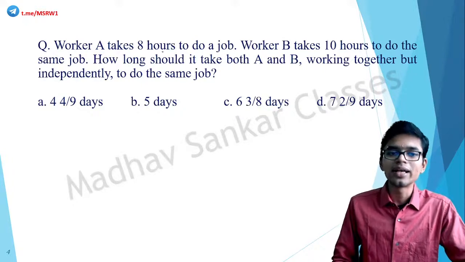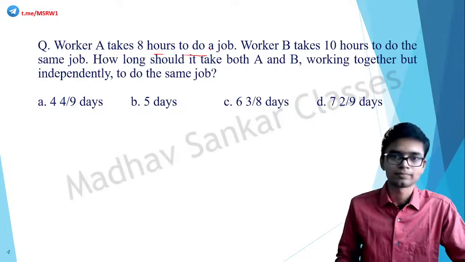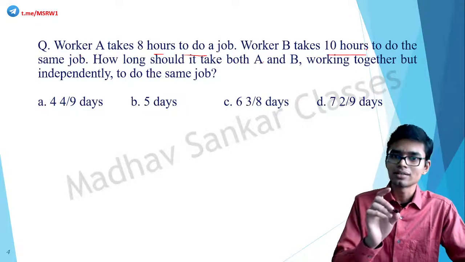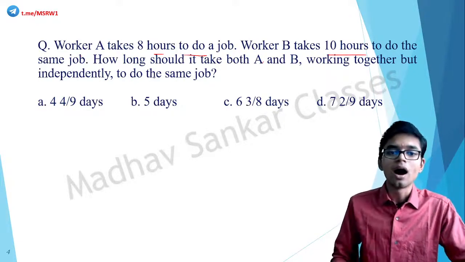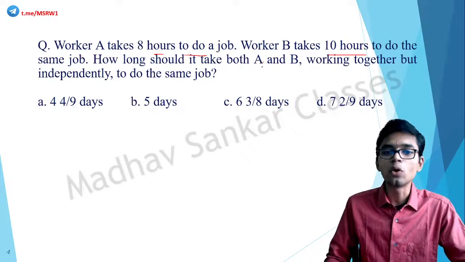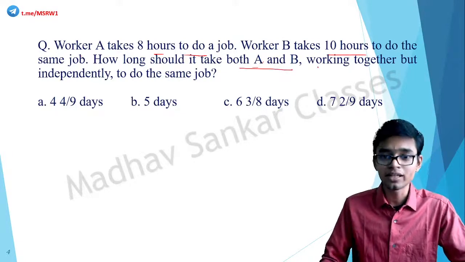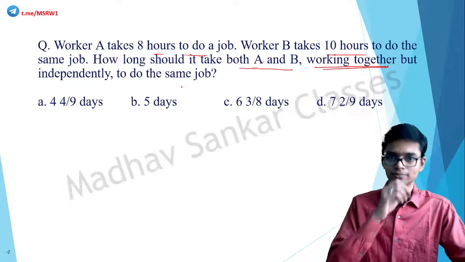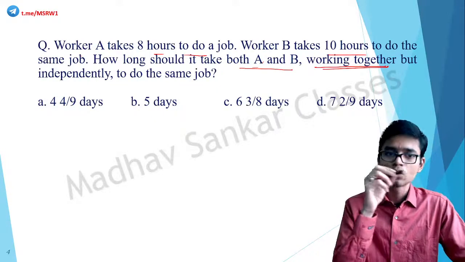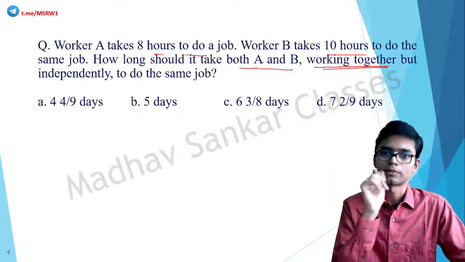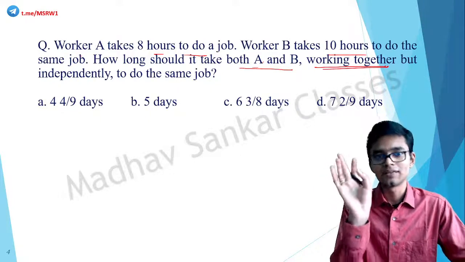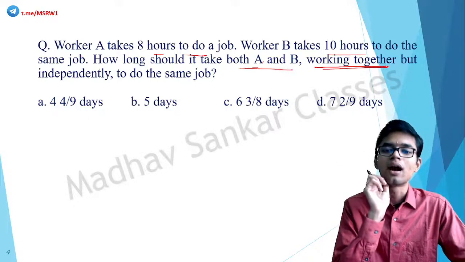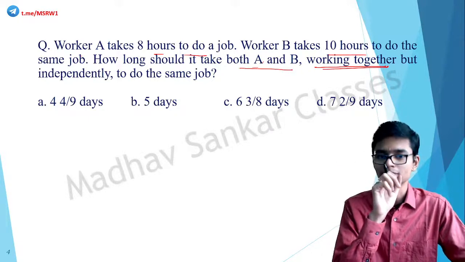Worker A takes 8 hours to do a job. Worker B takes 10 hours to do the same job. How long should it take both A and B working together but independently to do the same job? So A takes 8 hours to do that job. B takes 10 hours to do that job. If they do the job together, how long would it take? That is the question.